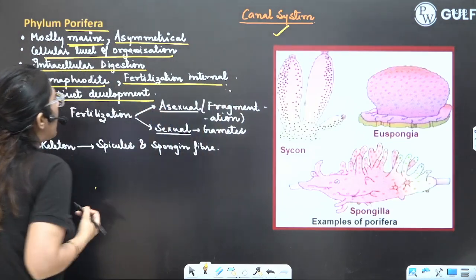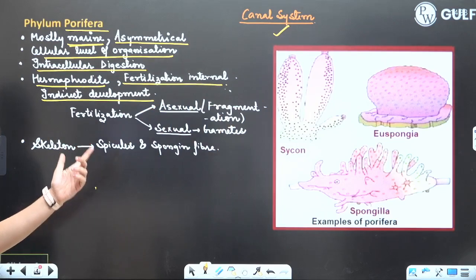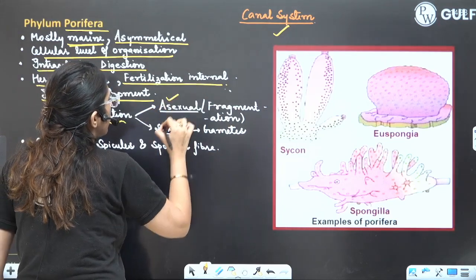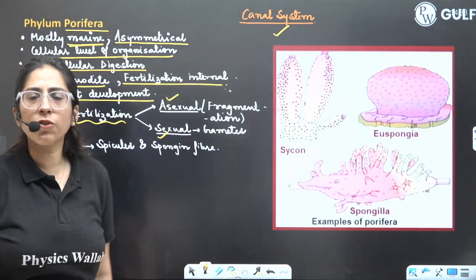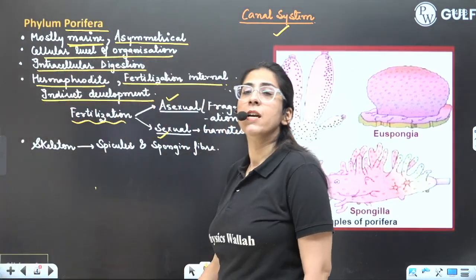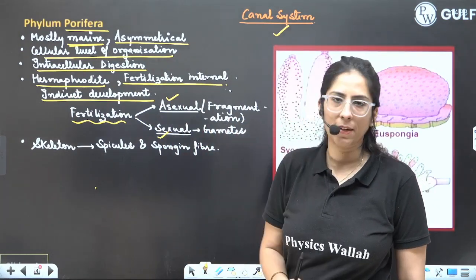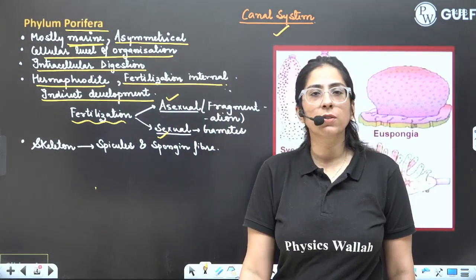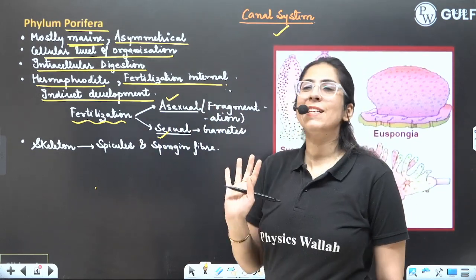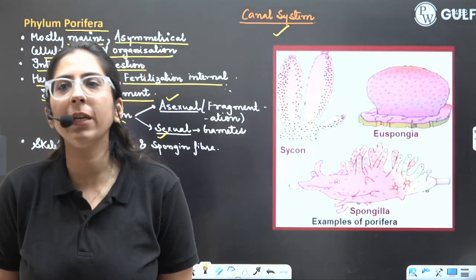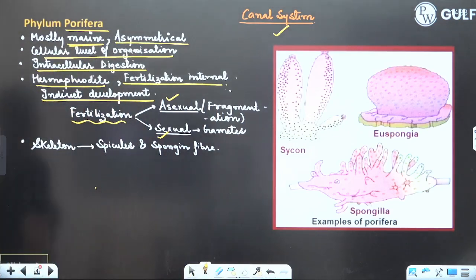You will find the larvae also, so the development is indirect. Reproduction is sexual or asexual, both. Asexual means if I divide the body into two halves, by fragmentation, we will get a new organism. In some organisms fragmentation is seen. In some organisms only sexual reproduction is seen, where there is gamete formation.